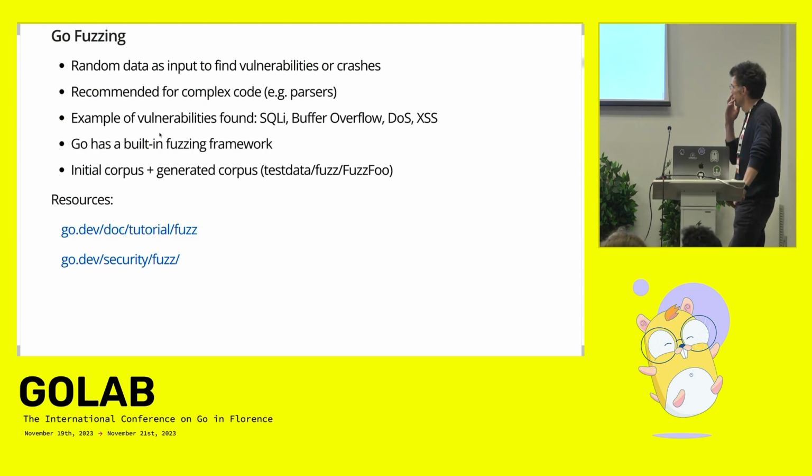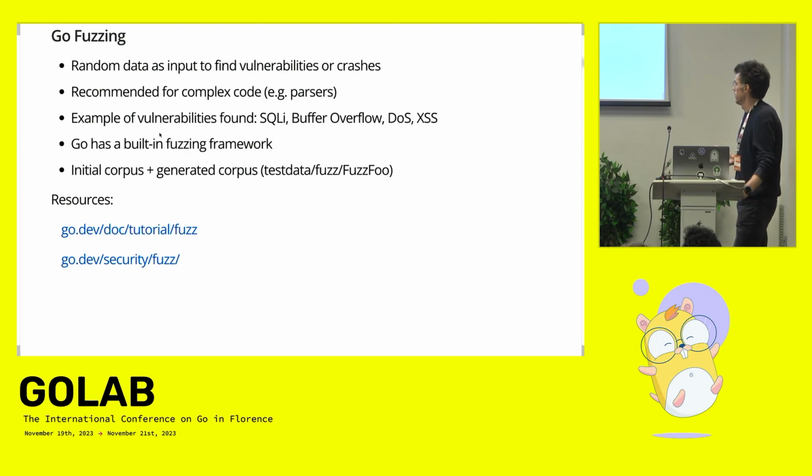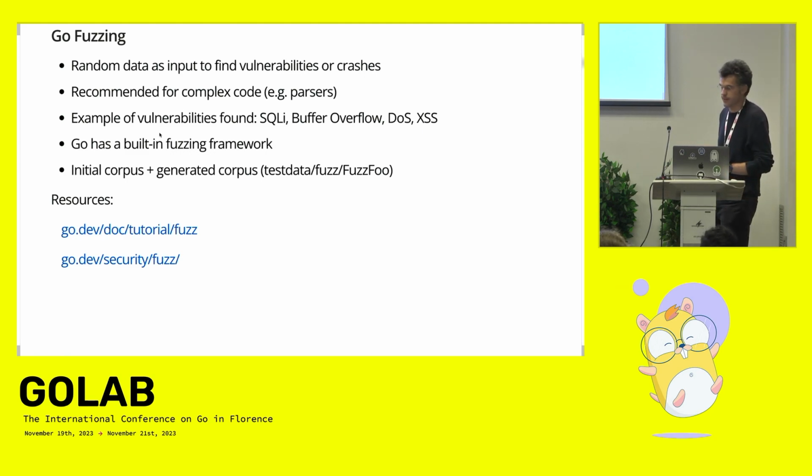Imagine you have code where you don't really see the flow. It's not that easy. You don't have just an if, where you can very easily unit test it and have 100% coverage on that code. So let's say if you have a parser or more complex code, I would say fuzzing is really beneficial for finding issues. And there are plenty of issues discovered with fuzzing, like SQL injection, buffer overflows, DOS, XSS, and this is only in Go, so we don't talk about C++ or other languages which have a lot more issues.